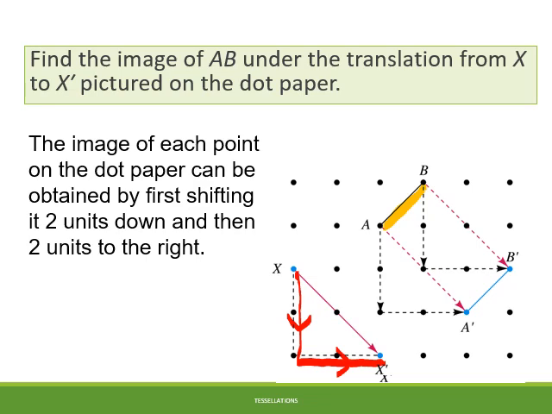And this is what it would look like. If you take A and go down and to the right, you get A prime, and take B and go down and to the right, and you get B prime. And that is the image of AB under the translation from X to X prime.